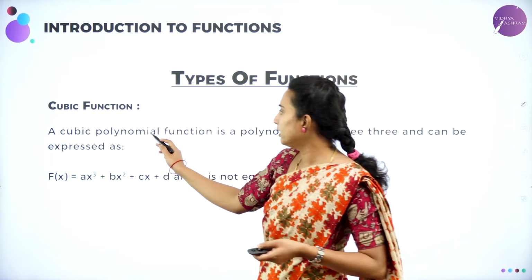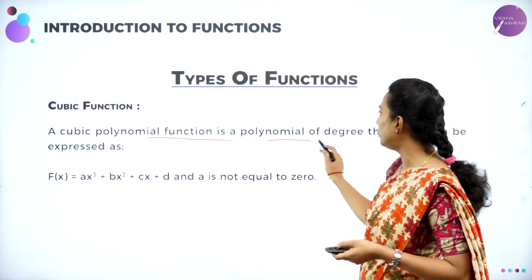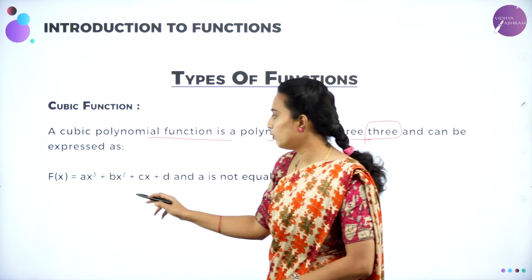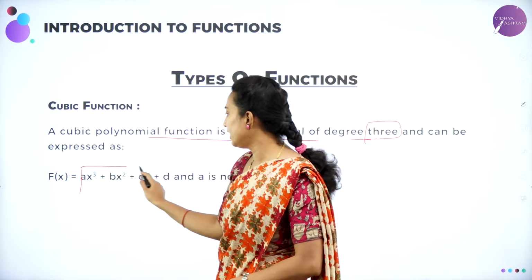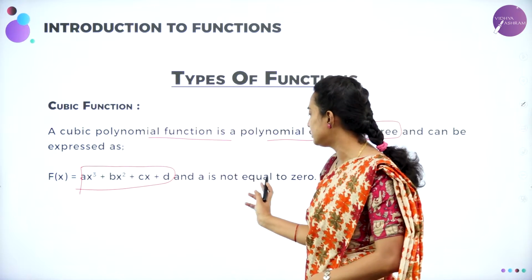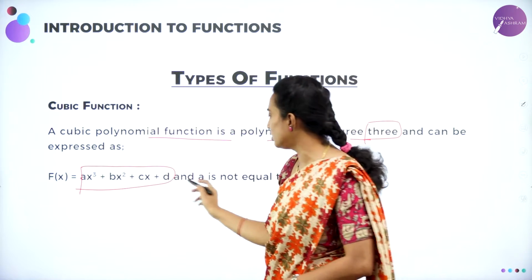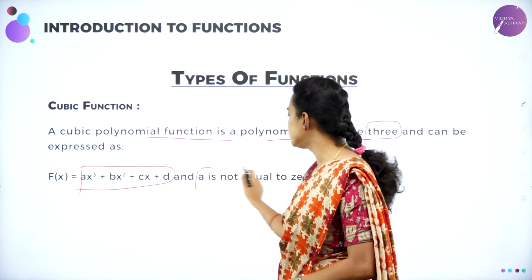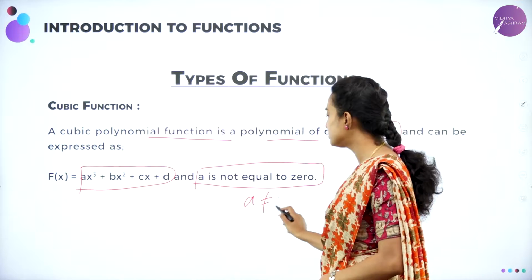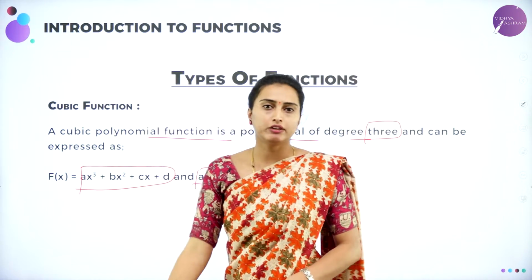Here a cubic polynomial function is a polynomial of degree 3. It will have f of x equal to ax cubed plus bx squared plus cx plus d, where a is not equal to 0. This is important: a should not be equal to 0. This is called the cubic function.